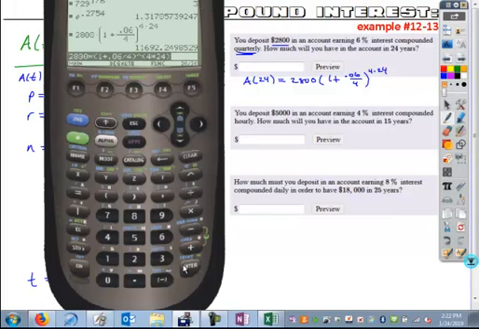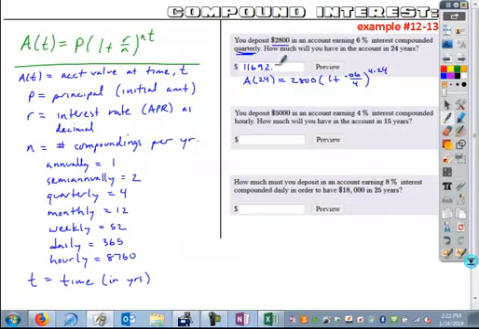And when you are writing your answers, you're going to round it to the nearest penny, even though it doesn't specifically say. So when I look at this, I have 11,692.25.